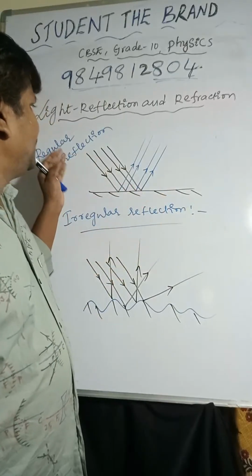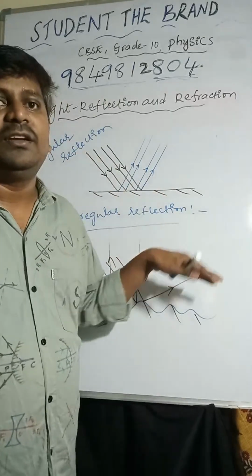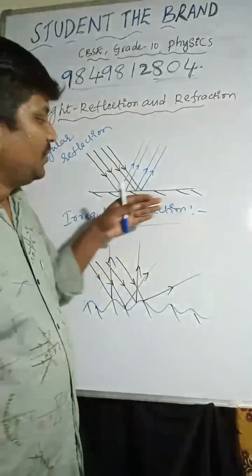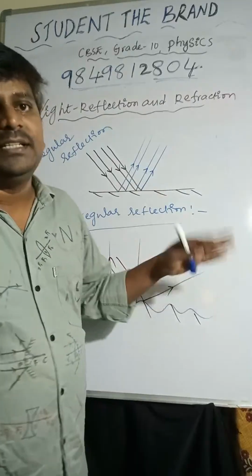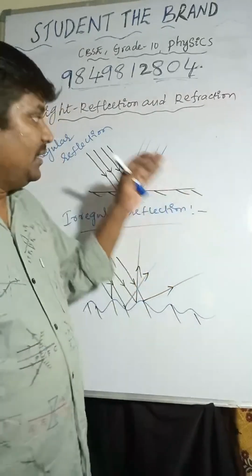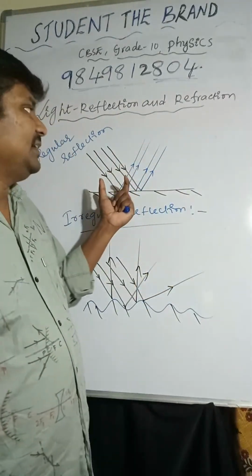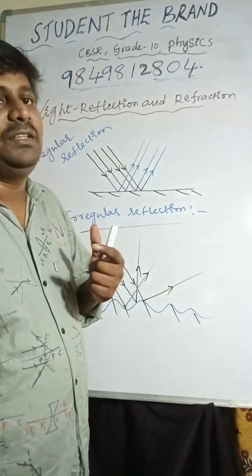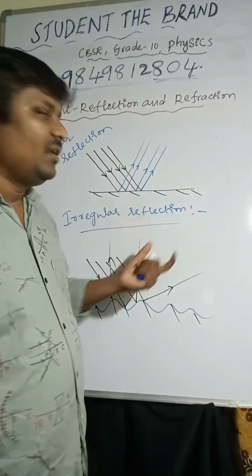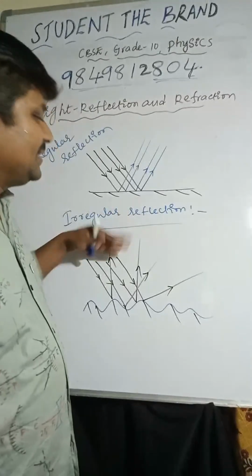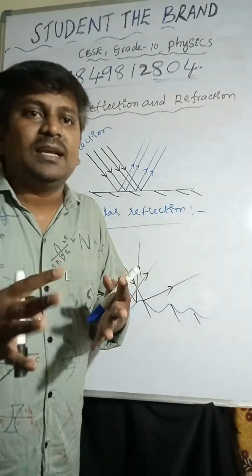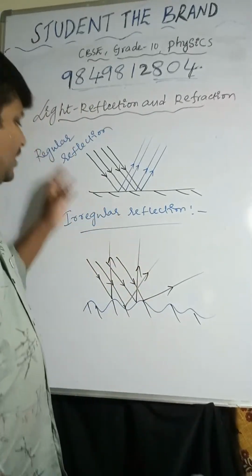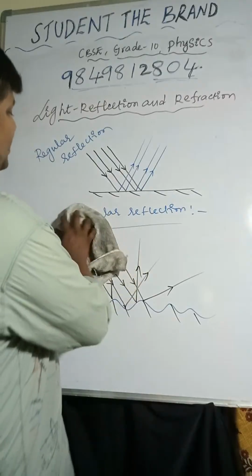So here you can observe regular reflection and irregular reflection. Regular reflection takes place on a smooth surface, whereas irregular reflection takes place on a rough surface. In regular reflection, incident light rays are parallel as well as reflected light rays are also parallel to each other. But in irregular reflection, only incident light rays are parallel, but reflected light rays are not parallel to each other. So this is about regular reflection and irregular reflection.